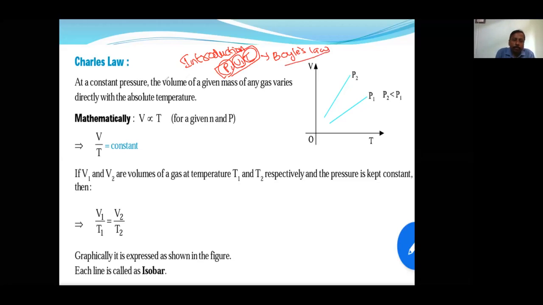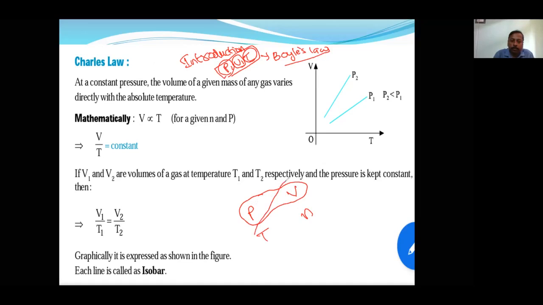Okay, so now let's start with Charles law. As we have 4 variables: pressure, volume, temperature, and number of moles. These 4 variables can be related in the gaseous laws. So what did Boyle's law do? Boyle's law related the pressure and volume. Now it is the turn of Charles law.